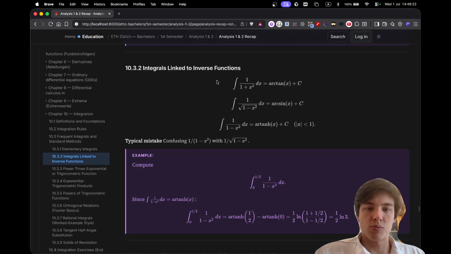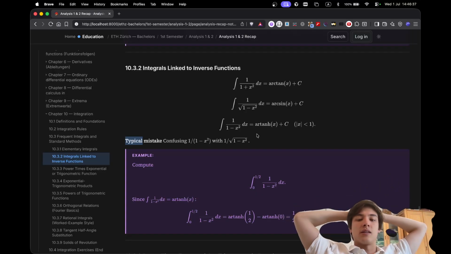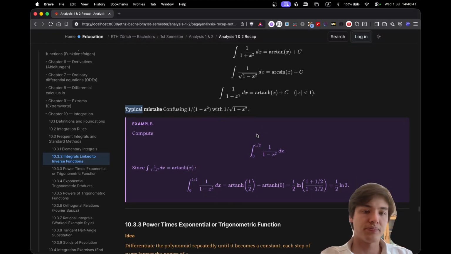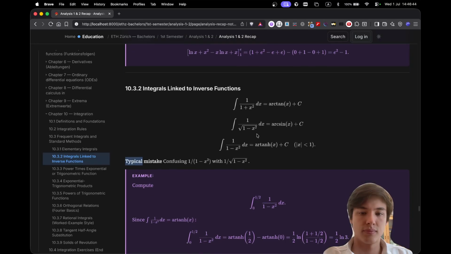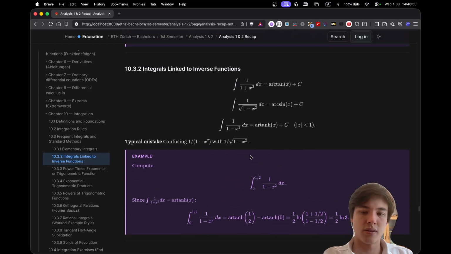And then some more special functions. 1 over 1 plus x squared is arctan, arcsine, arctanh, hyperbolic functions, or whatever it's called in English. Hyperbolic, I don't know. Yeah, this just needs to be learned by heart.